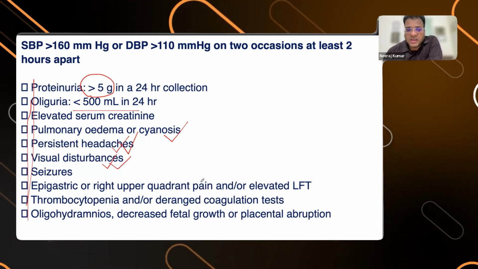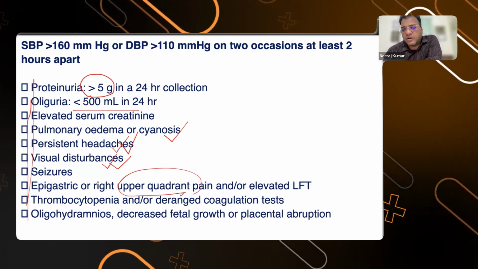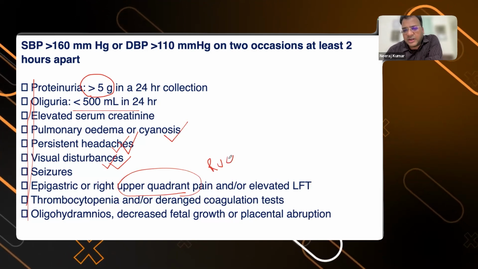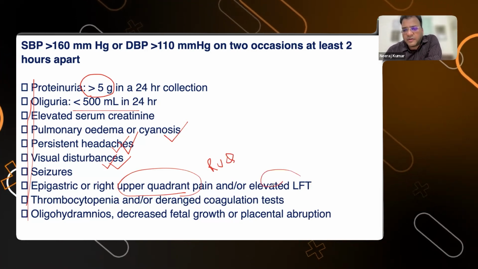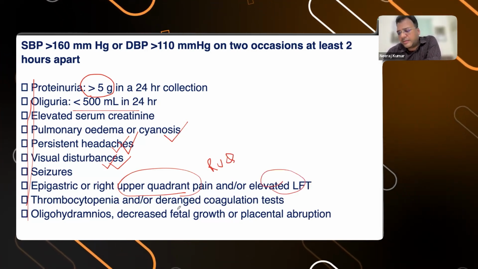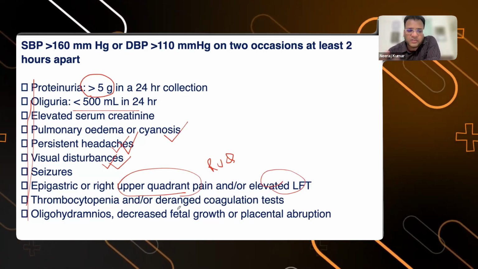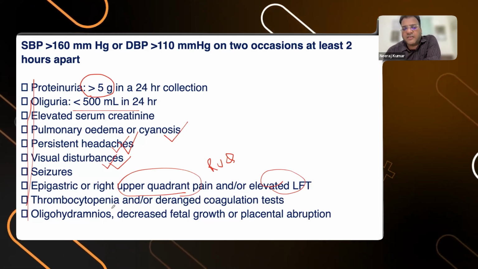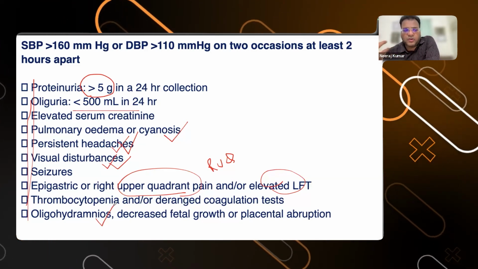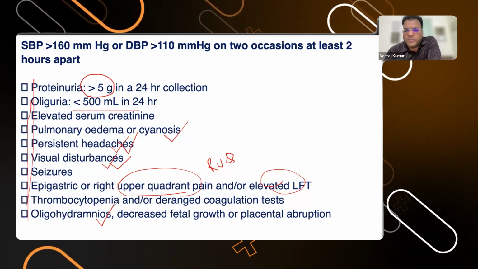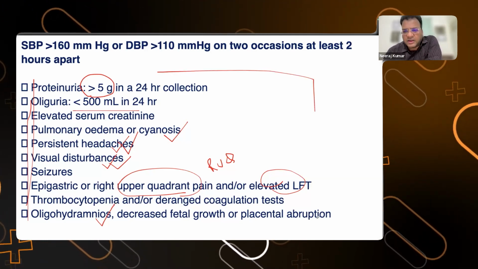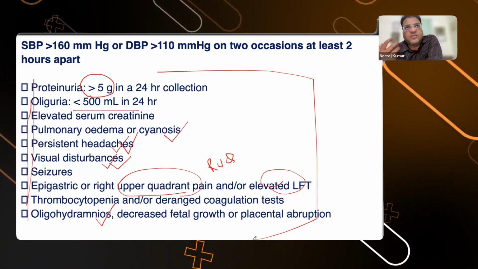or the patient is having seizures. The patient will now start complaining of right upper quadrant pain, along with an elevated liver function test. Then the patient may have some derangements in the coagulation profile, like thrombocytopenia, or decreased amniotic fluid leading to oligohydramnios, or there may be IUGR or placental abruption. So this, in a nutshell, is the overall problem with these patients.